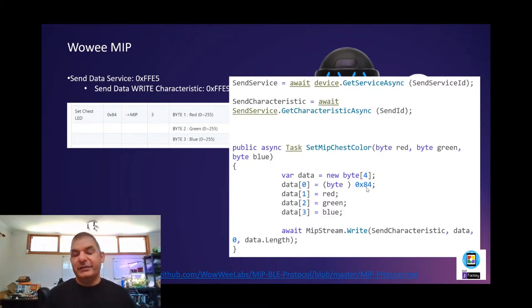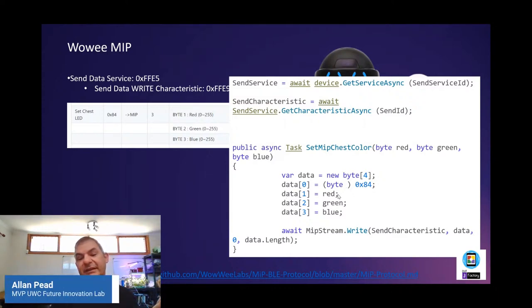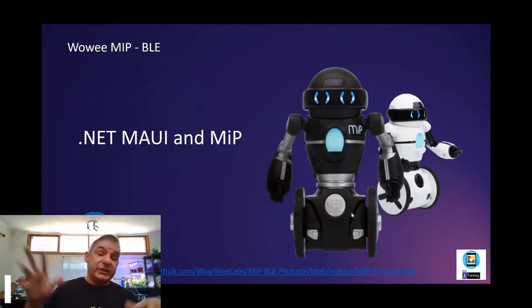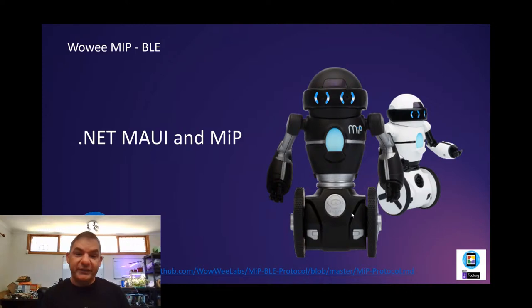We're setting the 84 is the command that this little MIP toy has to say, well, you want to set the chest color, and then the next 3 bytes is just the intensity of the red, the green, and the blue. Okay, so let's have a look. Seeing that there's load shedding, I haven't got a very fancy camera set up, and also online's difficult when we drive this little thing around.